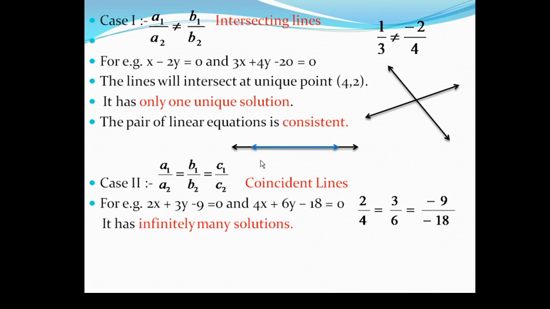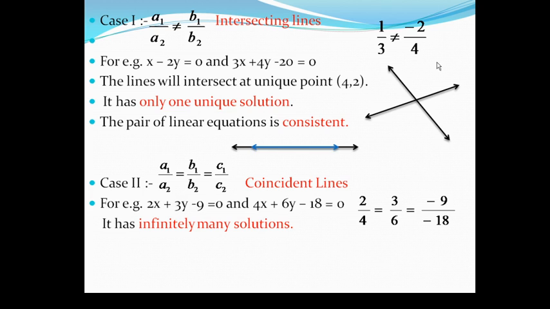So what happens, students? Since both these lines are coincident, there will be infinitely many points. Here, here, here, here, you can see infinitely many points at which both the lines meet each other. That's why what type of solution does it have? It has infinitely many solutions.